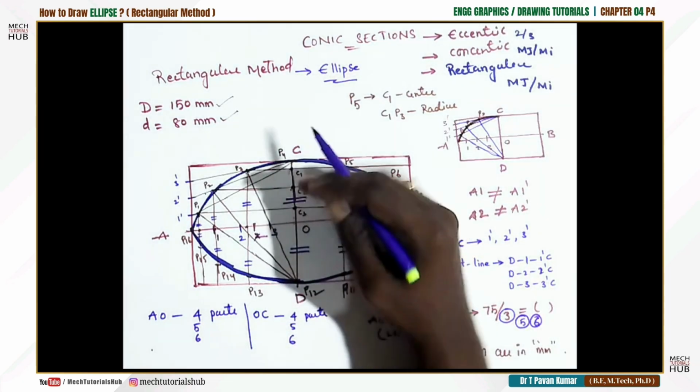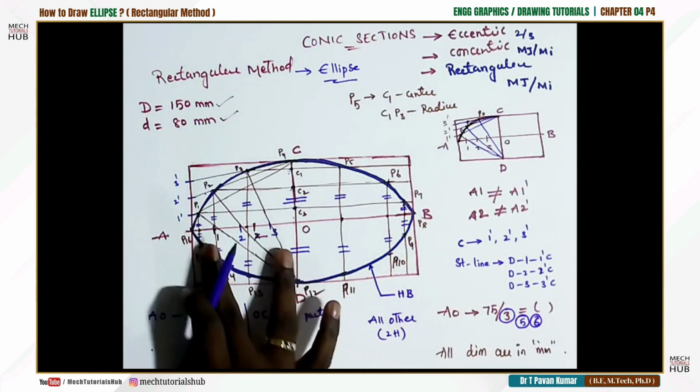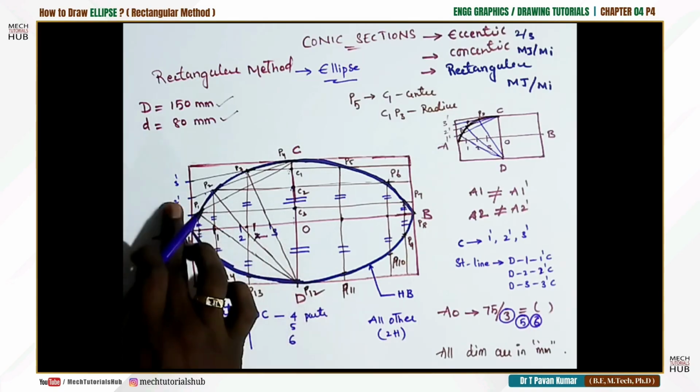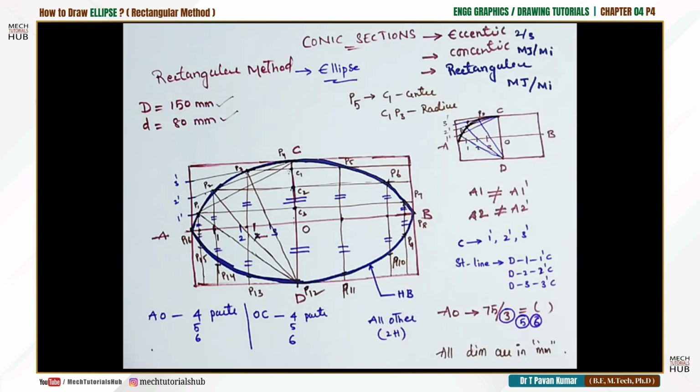I am considering this OC because this distance is equal to this distance. Both should be equal. If you make this 5, this 3, or this 5, this 2, it doesn't work out. Equal segments are very much important in case of this particular rectangular method. Okay. Bit confusing, bit clumsy.